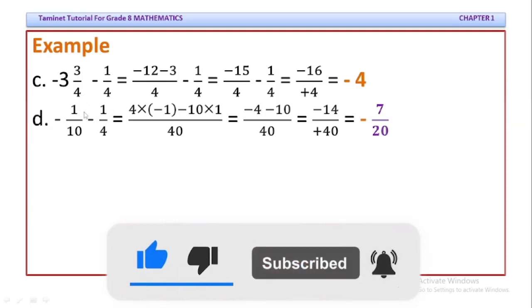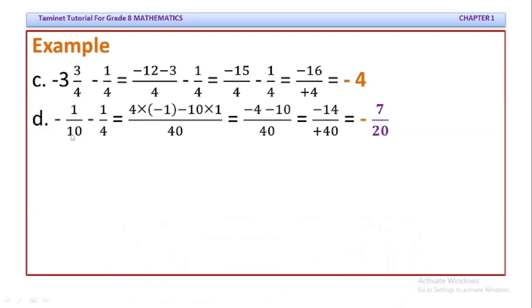D, negative 1 over 10 minus 1 over 4. So choose any easiest approach. So I chose to just multiply the numerators. 10 by 4, 40. 40 over 10 is 4. 4 times 1 is 4. But here there is negative, so it is negative 4. 40 over 4 is 10. 10 times 1 is 10. But it is negative still. So negative 4 minus 10 over 40. But the sum of the two negatives is negative 14 over positive 40.